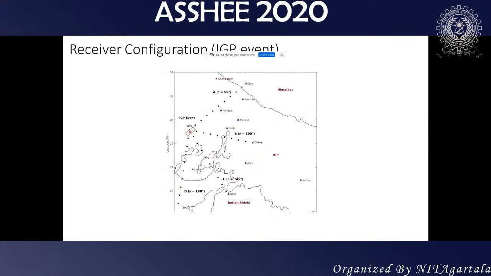Now similarly, we have done this for a Himalayan event. Similarly, we have even done a hypothetical earthquake in the IGP also, in the Indo-Gangetic basin, near the Mahendranagar Dehradun fault, which has a magnitude of 7.1, to see if an earthquake occurs there, how much will be the amplification.